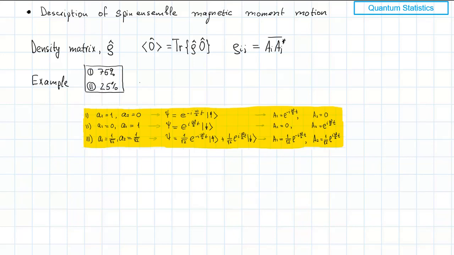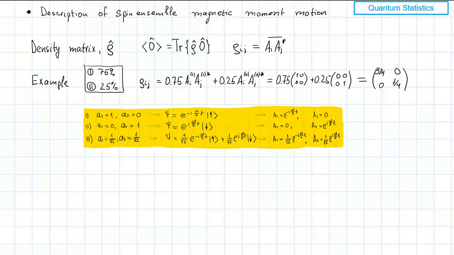Then we have rho ij is equal to 0.75 ai aj, the coefficients of the first wave function, plus 0.25 ai aj, the coefficients of the second wave function. With this, we obtain for the density matrix a diagonal matrix with 3/4 and 1/4 on the diagonal.